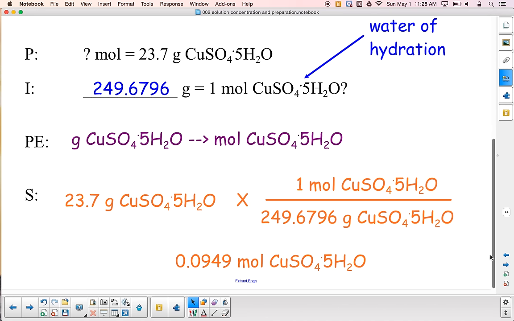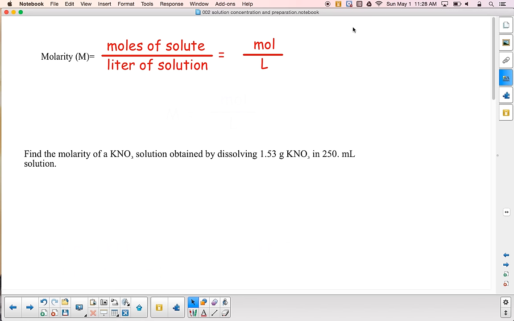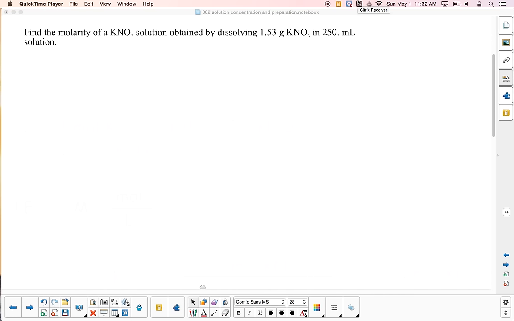Now we're going to take that concept and tie it to another old concept, that being molarity. You probably remember that molarity is abbreviated with a capital M and is moles of solute per liter of solution, or we often simply abbreviate this moles per liter. Our example problem here asks us to find the molarity of a potassium nitrate solution obtained by dissolving 1.53 grams of KNO3 in 250 milliliters of solution.